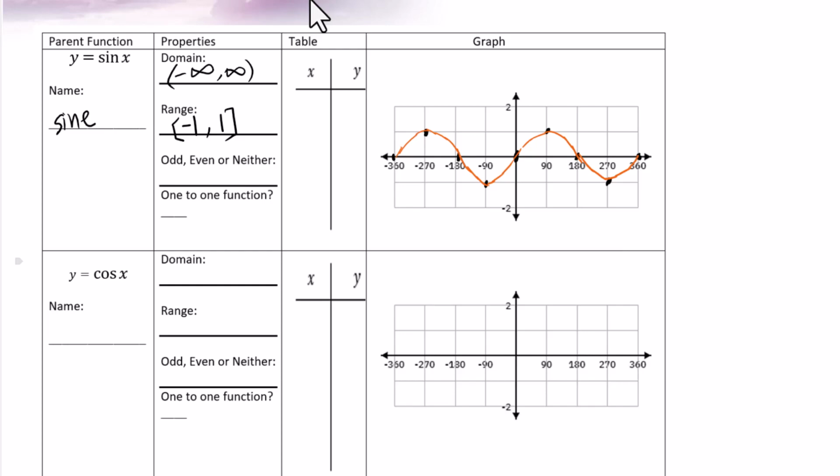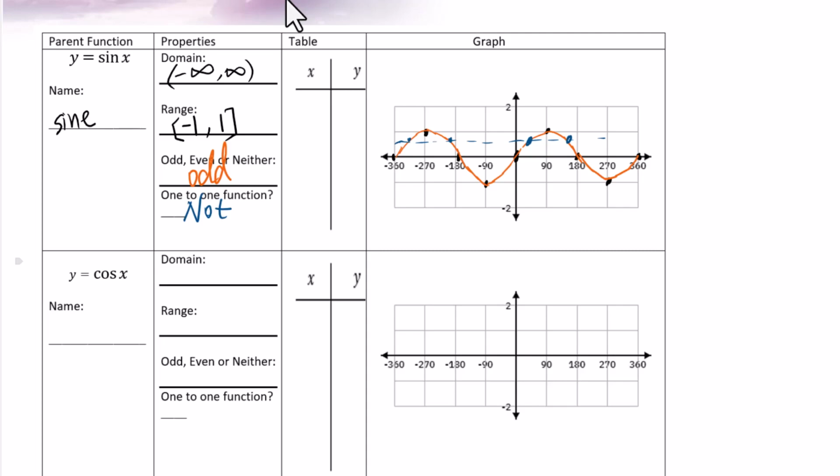Since the graph of a sine function is symmetric about the origin, this is an odd function. When we draw any horizontal line, we have more than one intersection. So this is not a one-to-one function.